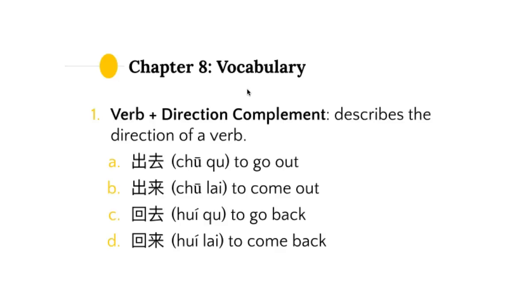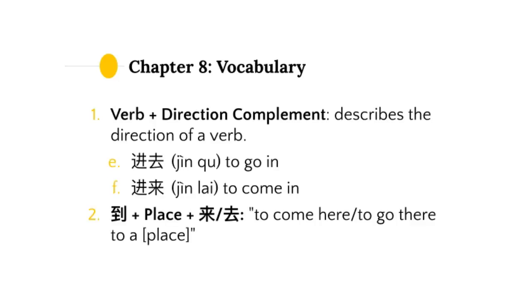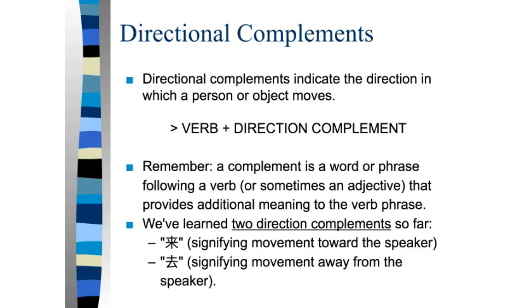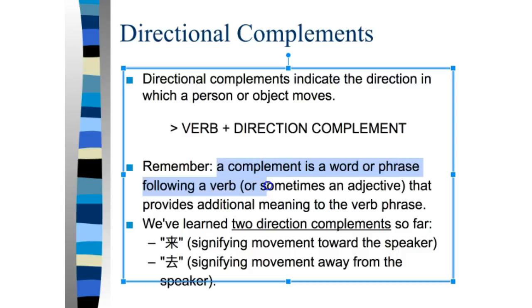But you must learn direction complements in another way because they are essential to using Chinese in a sophisticated way. Now, let's remember that we're also going to talk about the Dao plus place plus Lai structure. Now, remember that a complement, not like I'm complimenting somebody with an I, a complement with an E is a word or a phrase following a verb.